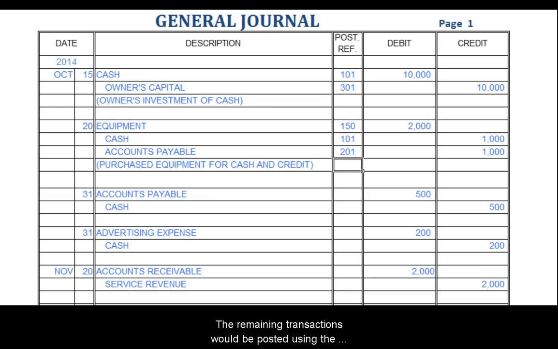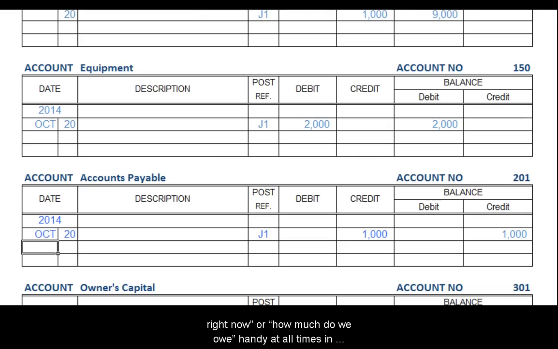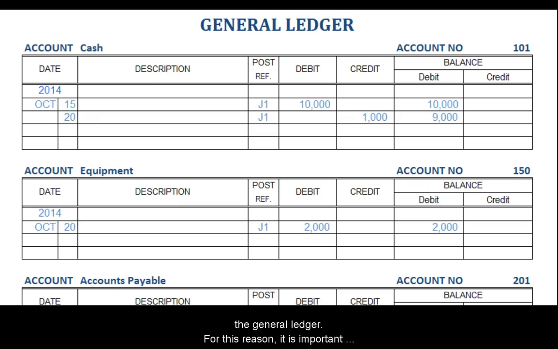The remaining transactions would be posted using the same process. Notice that you are keeping a running total of each account as you post, so you have important information such as how much cash do we have right now, or how much do we owe, handy at all times in the general ledger. For this reason, it is important to record the transactions and post them regularly.